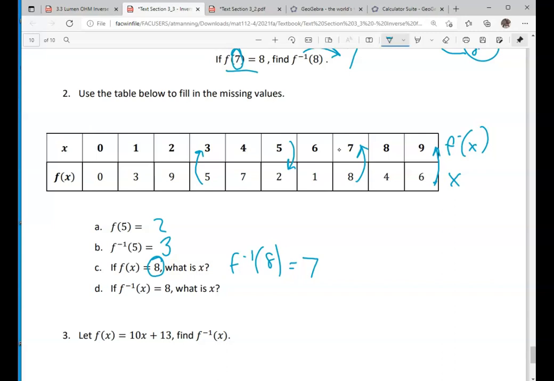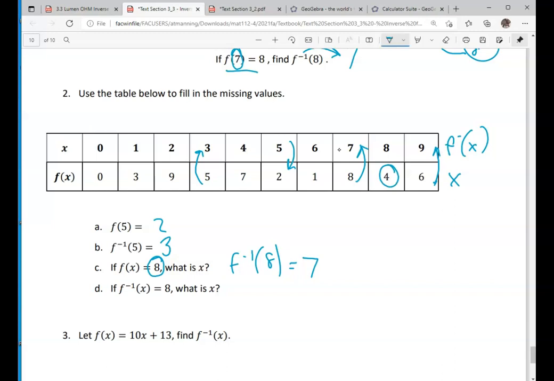This is the x that gets me to 4. X gets me to 4 in my original table. Okay. This guy here. f of x got me to 8. Or actually, f inverse gets me to 8. Well, what is x? Yeah, 4. Right. This one would be the 4. Very good. f inverse gets me back to 8.